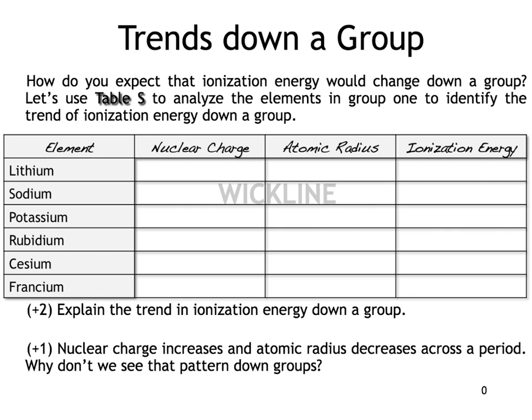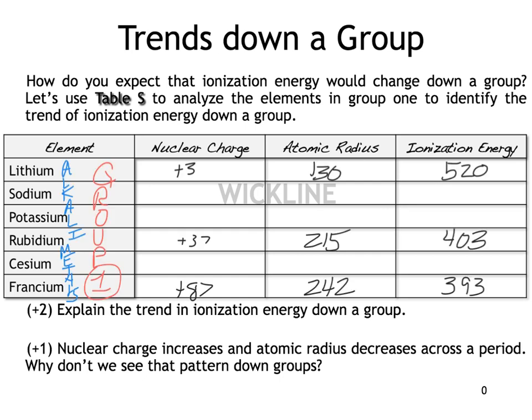So I'll alert you to my laziness right now. Let's just grab some data for lithium and francium, and I will choose rubidium as my middle example. I'll get the nuclear charge, atomic radius, and ionization energy. If you want something to do, you can look it up on Table S. Alright, so I have chosen the alkali metals, also known as group 1. The nuclear charge of lithium is positive 3, its radius is 130, its ionization energy is 520.